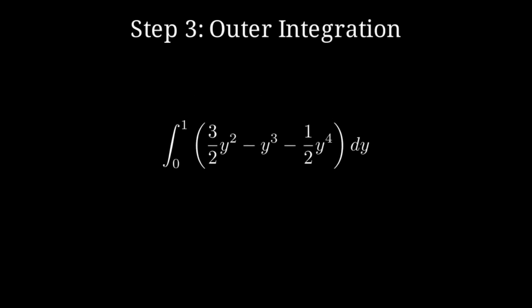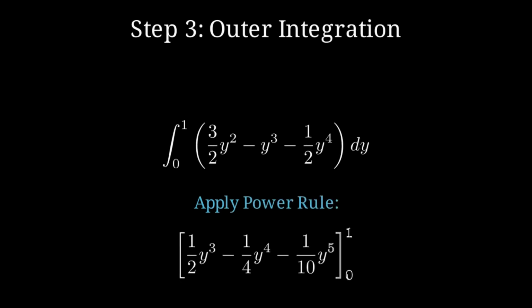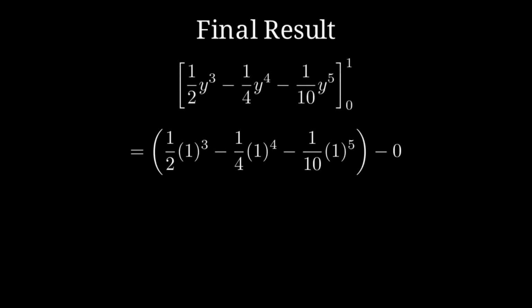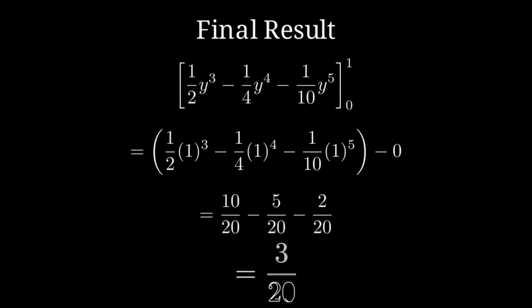Now we perform the final integration with respect to y from 0 to 1. Applying the power rule to each term, we prepare to evaluate the definite integral at the boundaries. By plugging in 1 and 0, we find the final value. The volume under the surface over this specific region is 3 over 20. Horizontal slicing made this setup very straightforward.